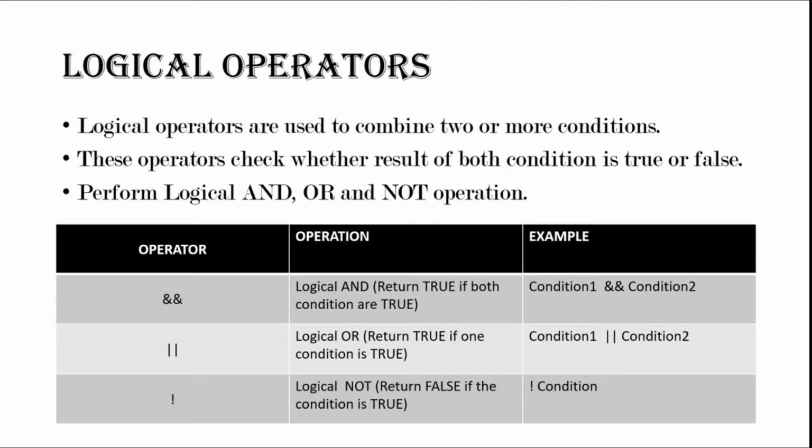Fourth one is logical operators. These operators are used to combine two or more conditions. These operators check whether both conditions are true or false. It means these operators check both conditions and provide a result according to the operator. These are logical and, logical or, and logical not.